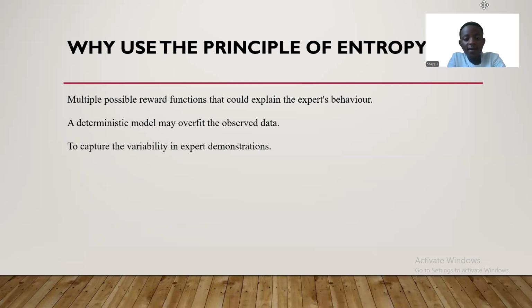In the other case, we had 3 possible reward functions that could explain that expert's behavior. The expert behavior in the other case was moving from orange to purple. And we saw 3 possible reward functions. So when we maximize entropy, it will reduce that ambiguity. And if a model becomes deterministic, it has low entropy, it may overfit the observed data, the observed behavior of the model.